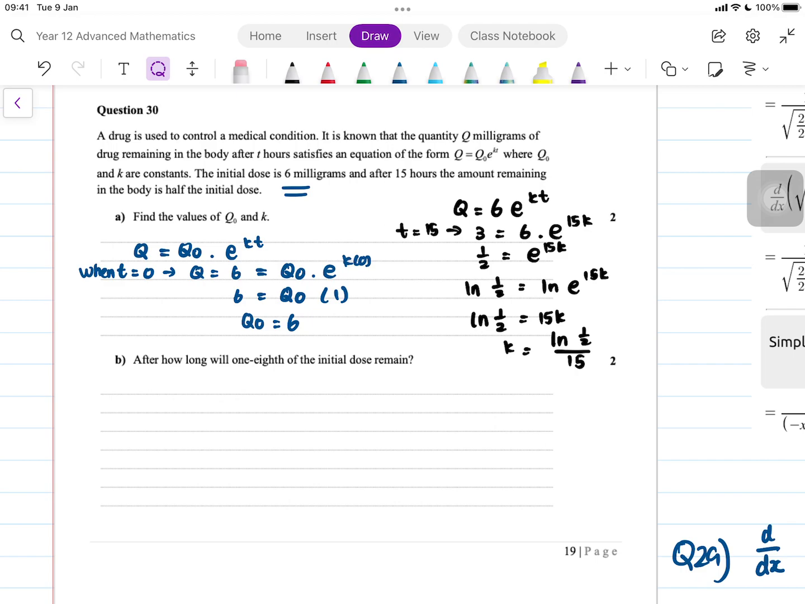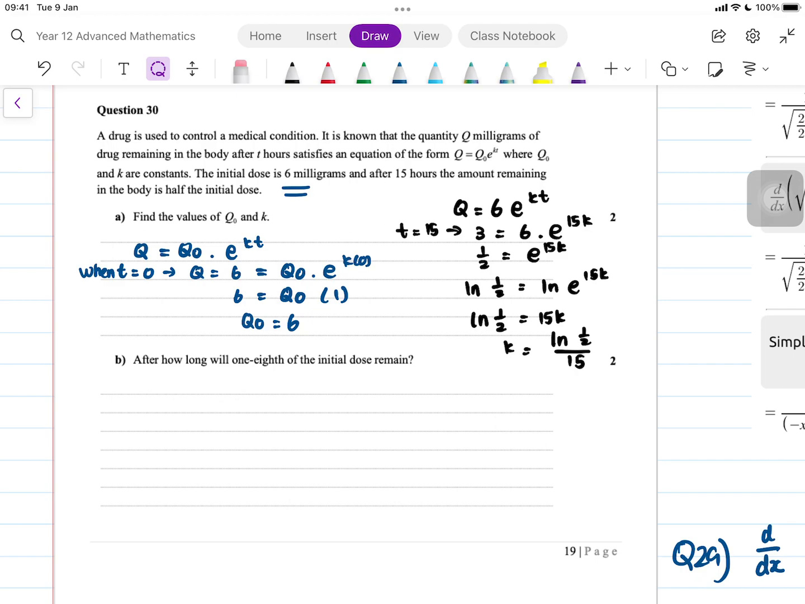It is known that the quantity Q milligrams of drug remaining in the body after t hours satisfies an equation of the form Q equals Q0 e to the power of kT, where Q0 and K are constants. We have done that in the first part of the working. The initial dose was 6 milligrams, and after 15 hours, the remaining amount of dose in the body is only half, which is 3 milligrams.